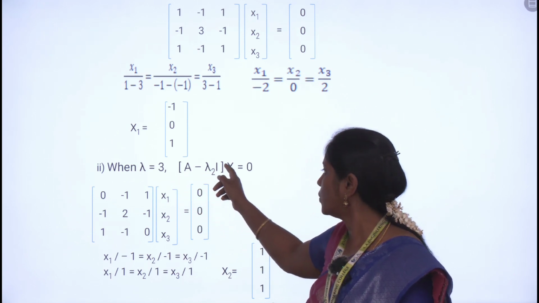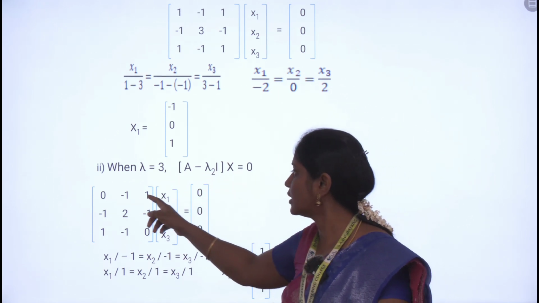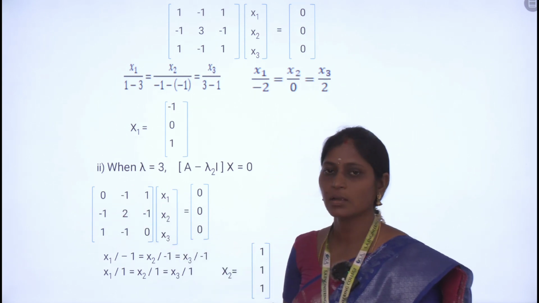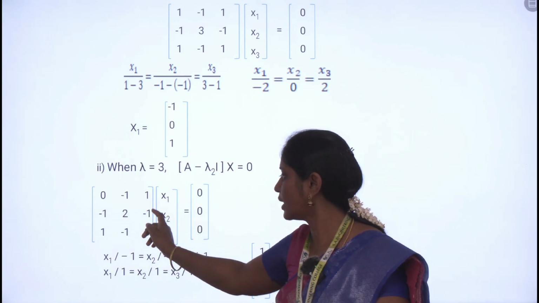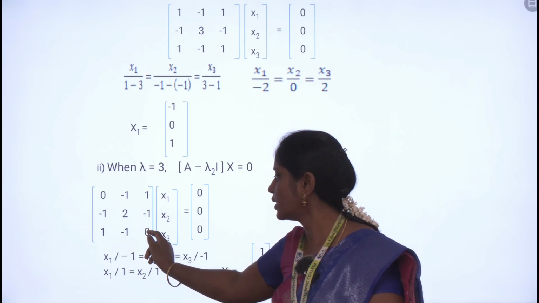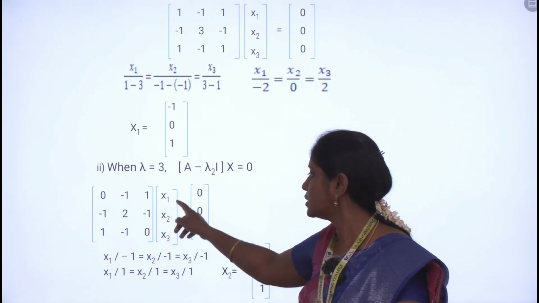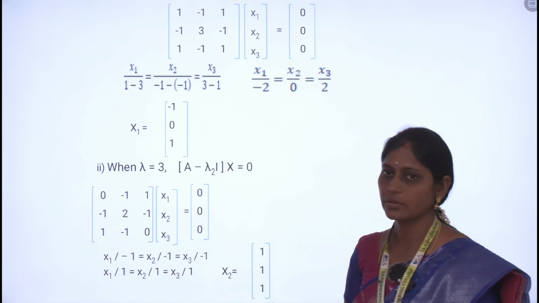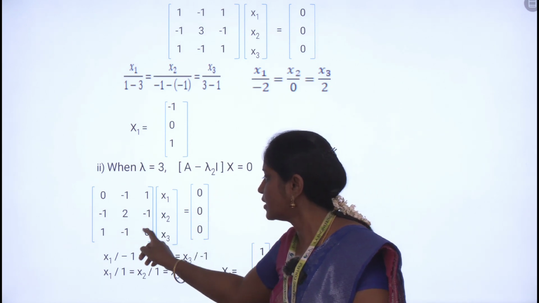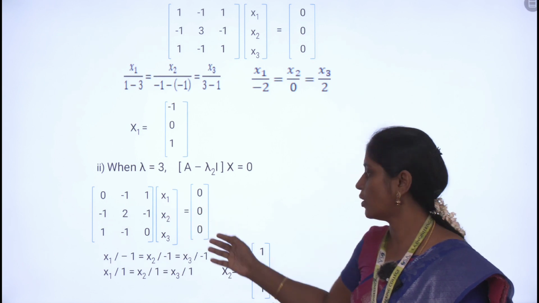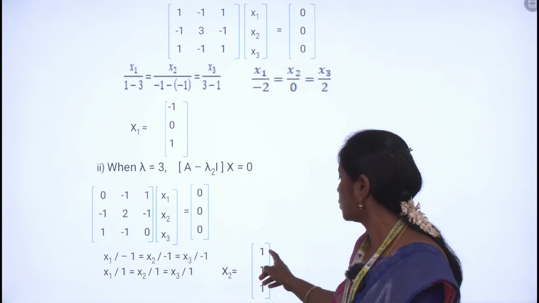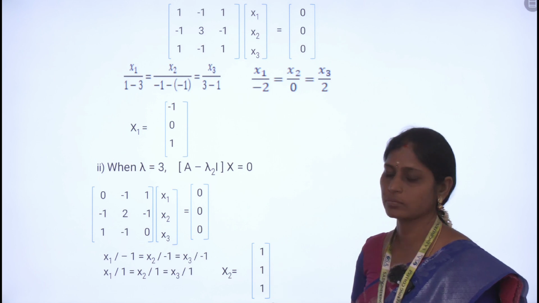Second, we take the value of lambda equal to 3. A minus lambda I into x equal to 0, therefore [3 minus 3 is 0, -1, 1; -1, 2, -1; 1, -1, 0] into x1, x2, x3 equal to 0, 0, 0. Here all the rows are different, so we can choose any two of them. We will get the second eigenvector x2 equal to 1, 1, 1.